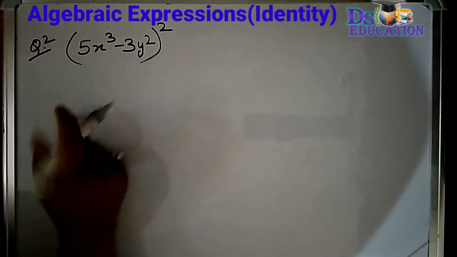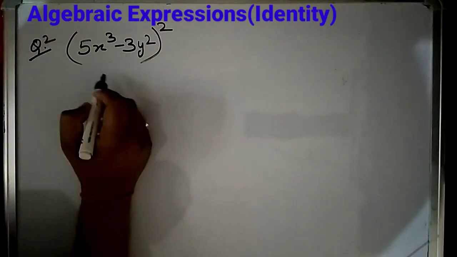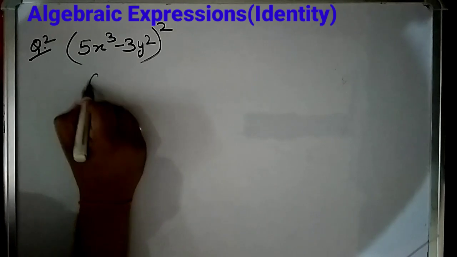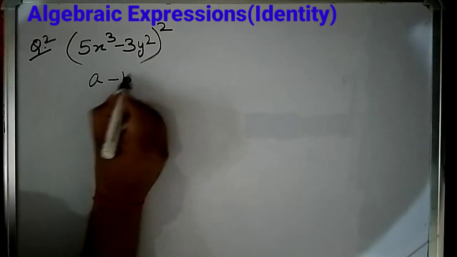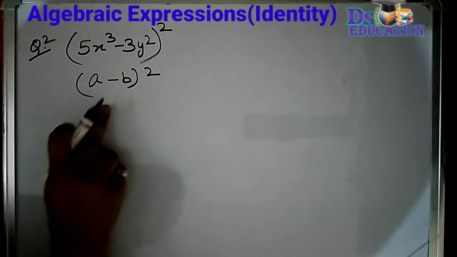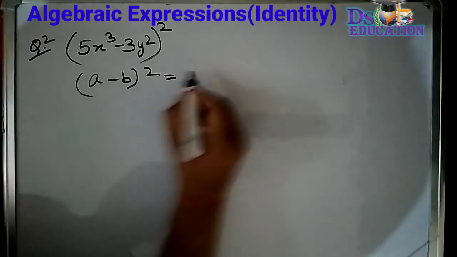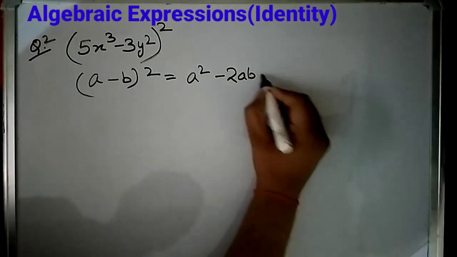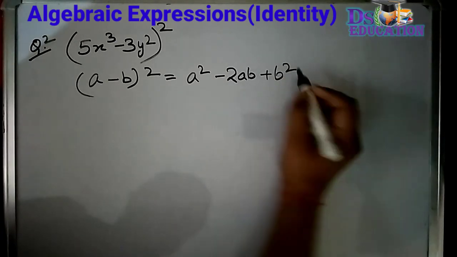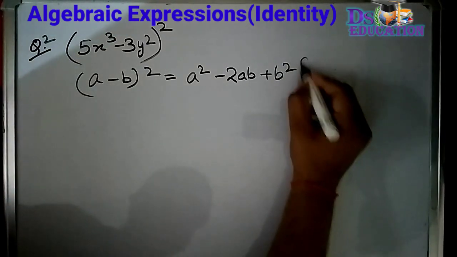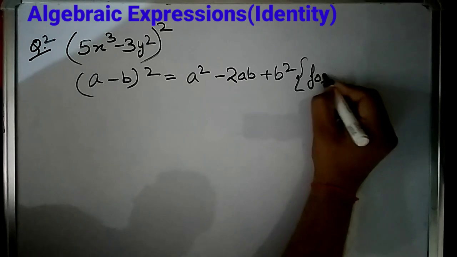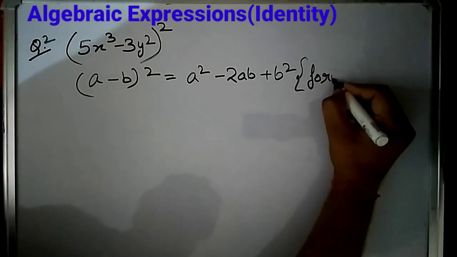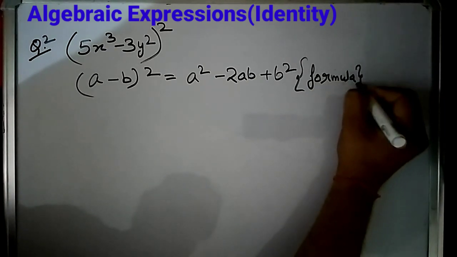Now it is over here again. Here x and y are given, so I will change the formula to (a - b) whole square. What is the formula? a square minus 2ab plus b square. This is the formula. Here also I will write the formula. In each question we have to write the formula. This is our formula. Clear?